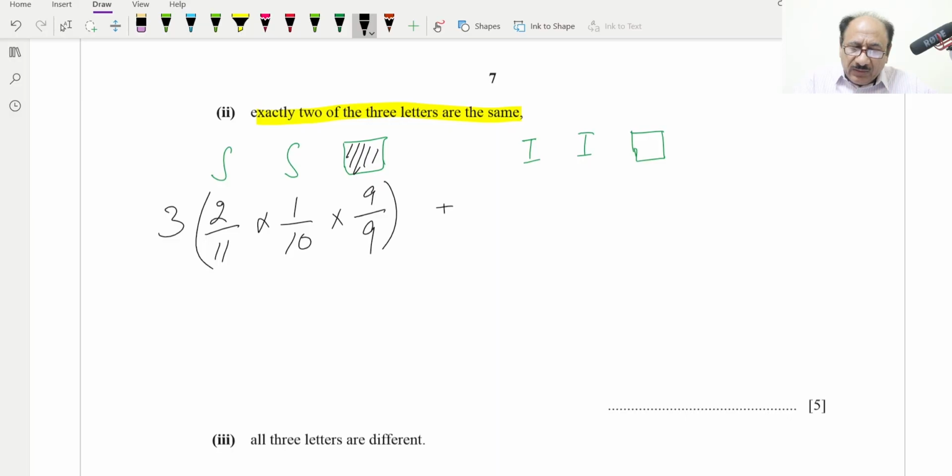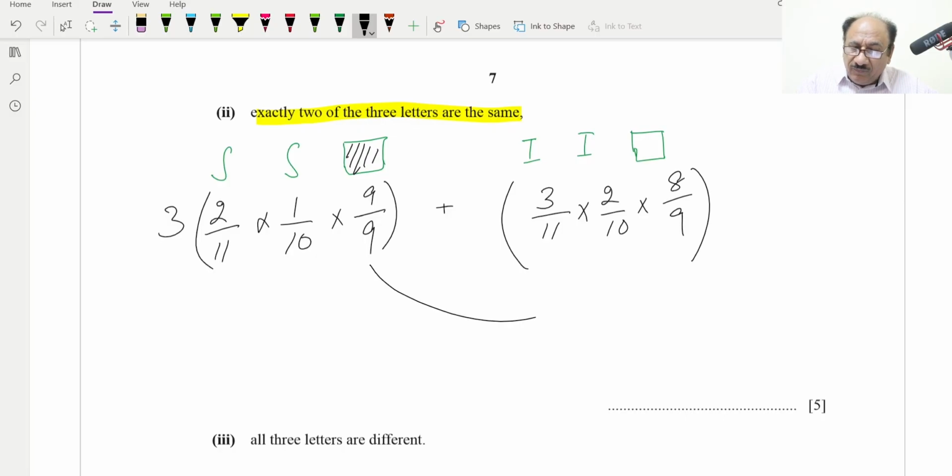Probability of getting I will be 3 over 11, first one, and second one will be 2 over 10, and last we will be having 8 letters. Because there are three I, we cannot have I. So this will be 8 by 9, not 9 by 9. You can feel the difference between these two. Because these S are 2, so remaining will be 9. In this case, I are 3, so remaining will be 8. That's why we are taking 8 over 9 here.